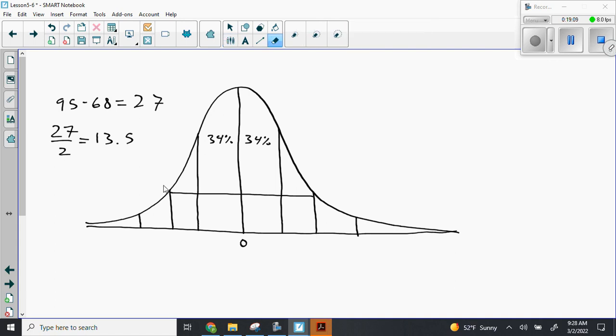That means that in here we have 13.5, and then this one is 13.5 as well. 1, 2, 3.